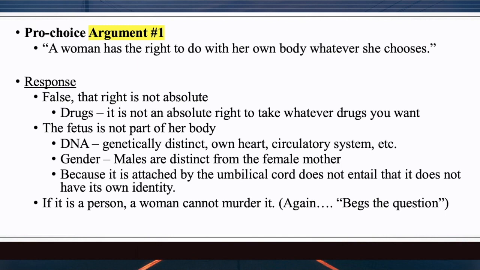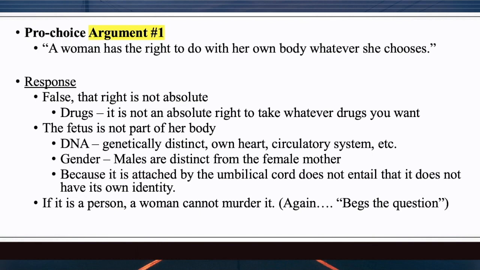Second, it says that a woman has the right to do with her own body whatever she chooses. Well, the fetus is not part of her body. The fetus is in her body, but it's not part of her body. It's only connected through the umbilical cord. And everything else is separate from her, even what the child is growing in the womb. But just some details there.